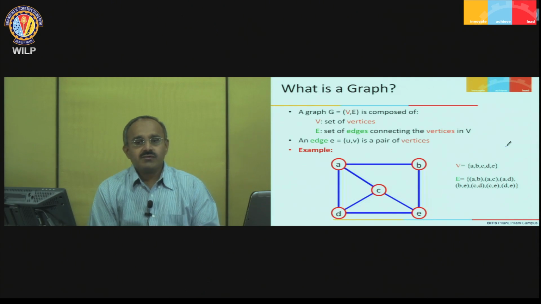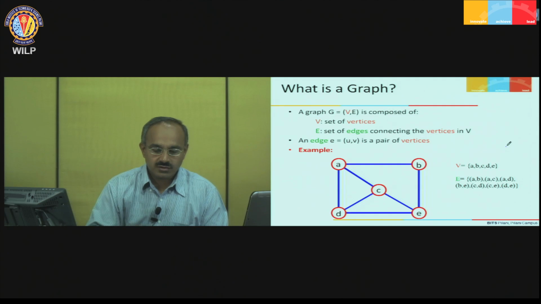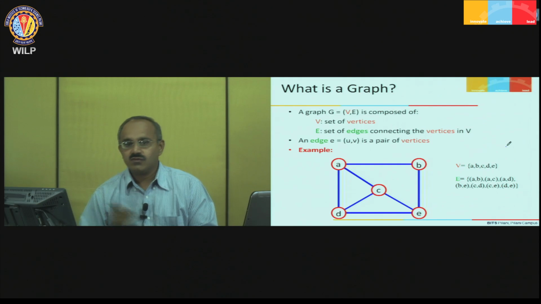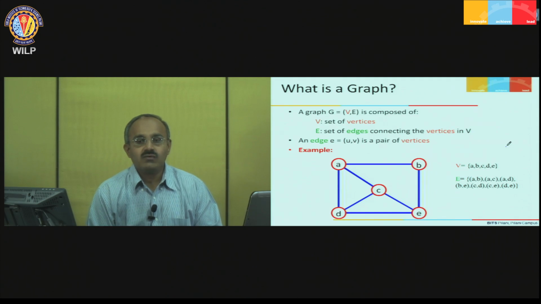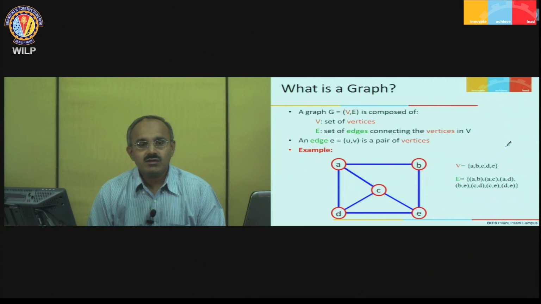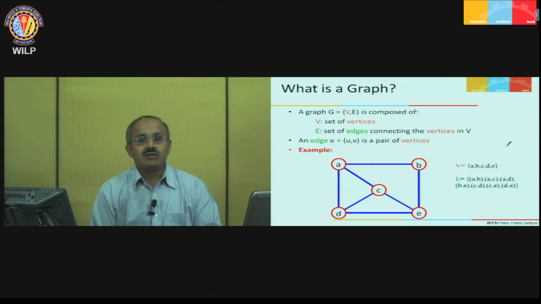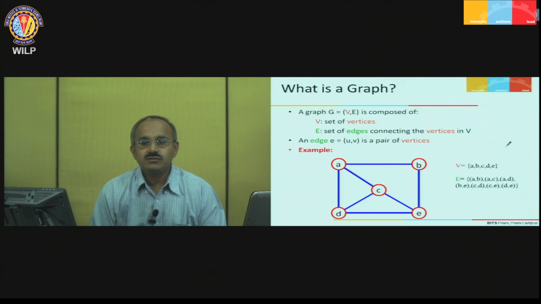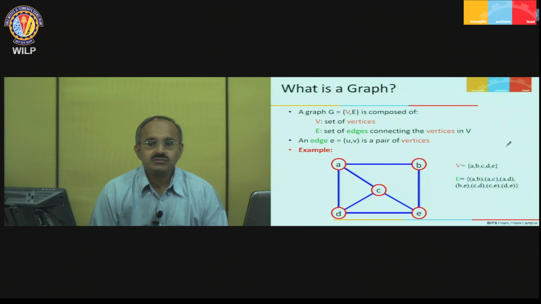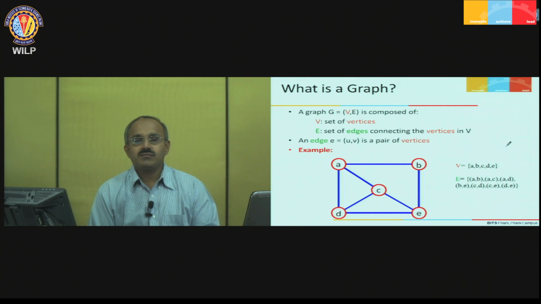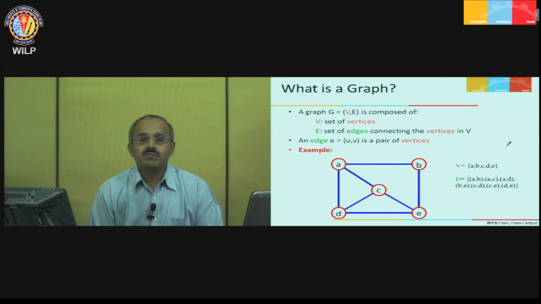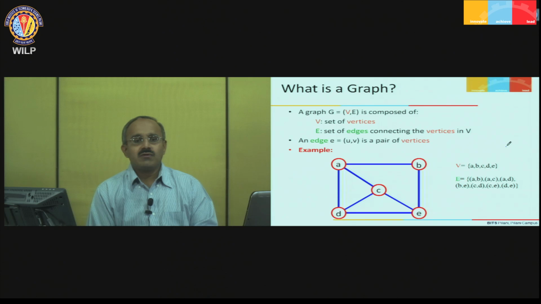A graph can be visually represented as this. In this particular case, we have got 5 vertices A, B, C, D, E, and we also know what the edges are. So, A, B is an edge, A, C is an edge, C, E is an edge, C, D is an edge. Similarly, we know D, E is also an edge.